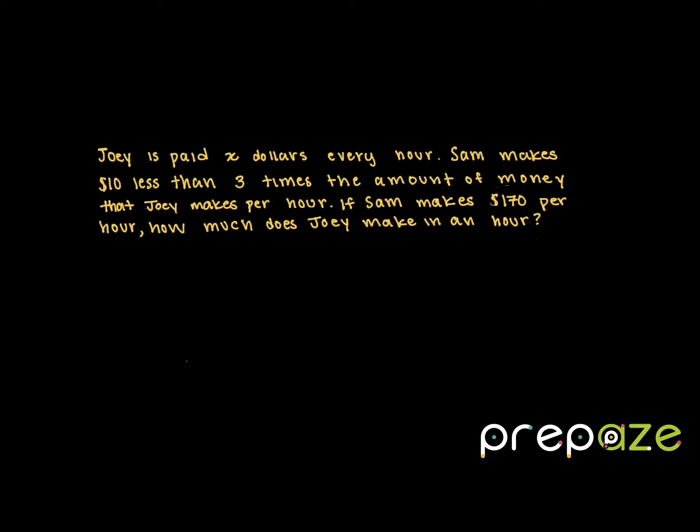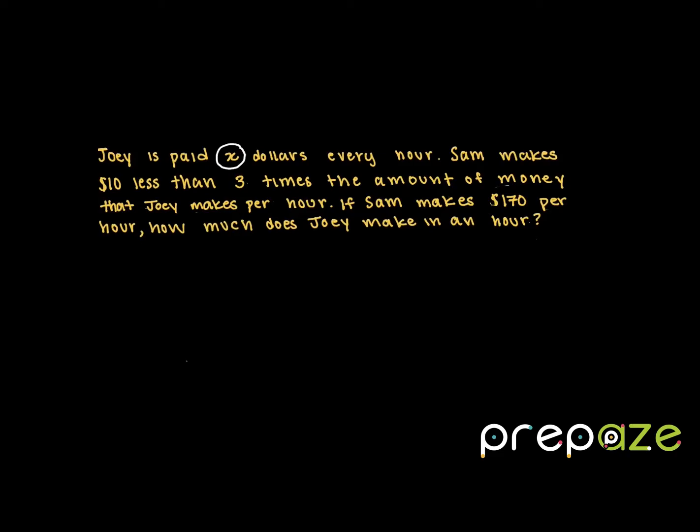So what I want to do first is identify the numbers, the variables, and the operators that I'm going to be using in my equation. So first, let's look for my variable. Well, if we look at the very first sentence, it shows us that Joey is paid X dollars. So the amount of money that Joey is paid every hour is represented using the variable X.